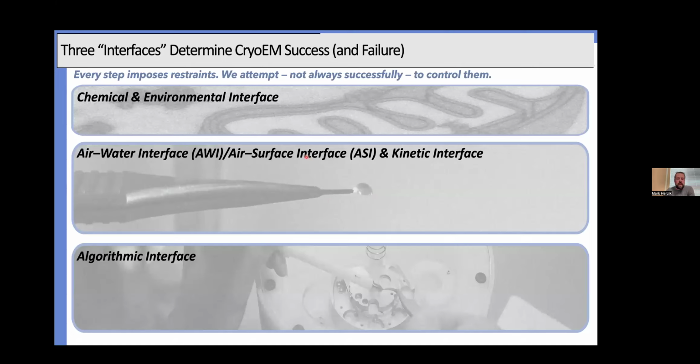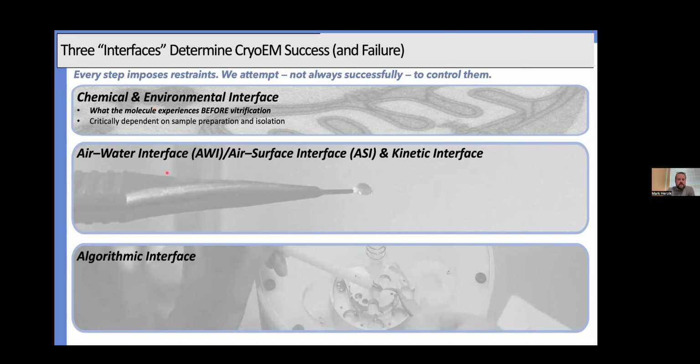And so in my group, we like to think of this problem as the three interfaces that define success. The first one is what we define as the chemical environmental interface, and this is where we spend a lot of our time on the sample before we even vitrify it. All right, so optimizing buffers, constructs, complexes, you name it, because let's be honest, once we put these things onto an EM grid and smack it with blotting paper, all things are more or less off.